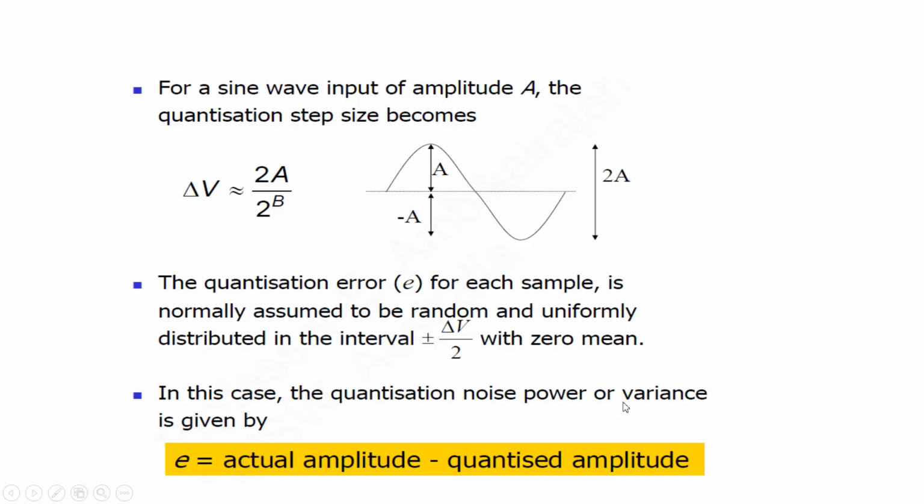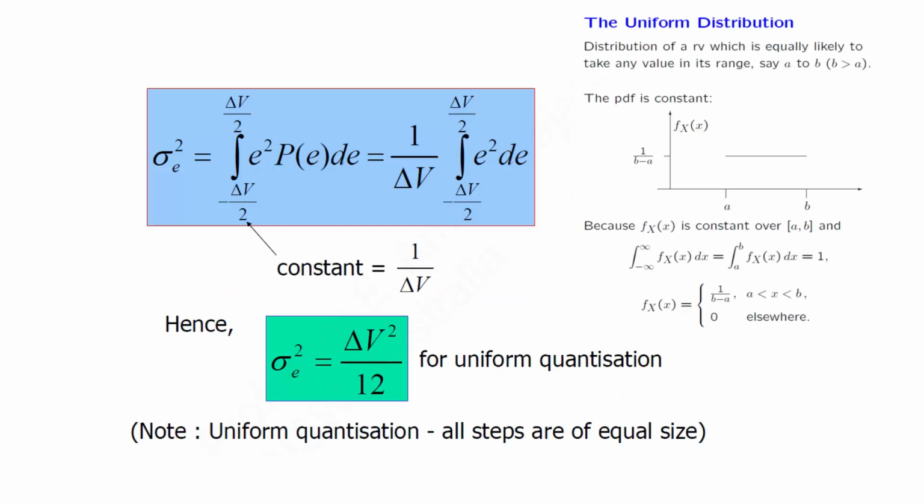In this case, the quantization noise power or variance. Let's try to look at the quantization noise power and try to derive it. E is the actual amplitude minus the quantized amplitude. That is, the actual amplitude of the sampled signal minus the value of the amplitude which is given to that particular sample based on the quantization process. Let's try to derive the case.